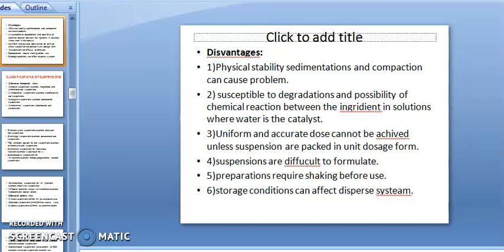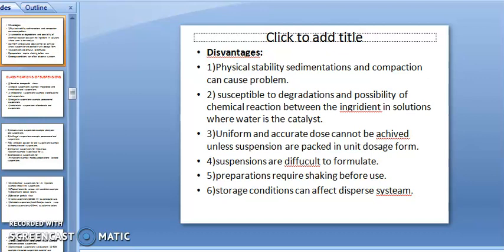Compaction can cause a problem. When we are preparing the suspension, in that time compaction is required. You are applying the force. Because of force, there is a physical instability, the chances of your suspension. Susceptible to the degradation and possibility of chemical reaction between the ingredient in solution where water is a catalyst. आता when we are preparing the suspension, in that case there is a most chances of degradation because of water as a catalyst, and oxidation reduction reaction will take place and there is a degradation of your ingredient and water.